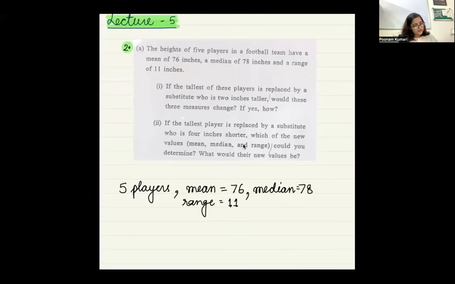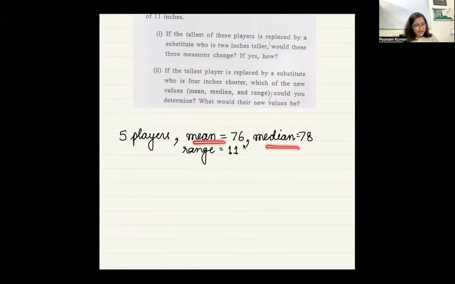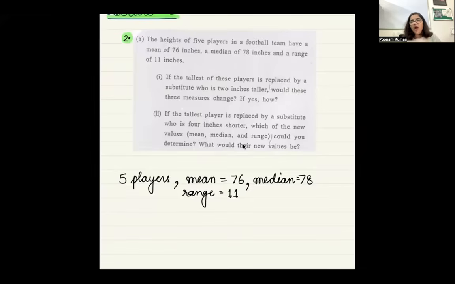Now, they ask the following question. If the tallest of these players is replaced by a substitute who is 2 inches taller. So there are 5 players with different heights. Whosoever is the tallest among them is replaced by a substitute. Let's say that player had some injury. That person is replaced by another player who is 2 inches taller. So now the question is, would the mean, median, and range change in this case, and if yes, how?